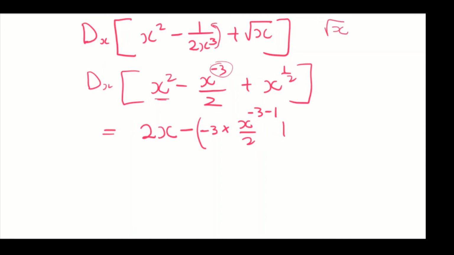So now you can leave it like this if you want. This can be your final answer, or you can simply write it as 2x plus 3 over 2x to the power of 4 plus, so let me write this, so it's going to be plus 1 over 2 root of x. So this can be your final solution, or you can write this one as your final solution.